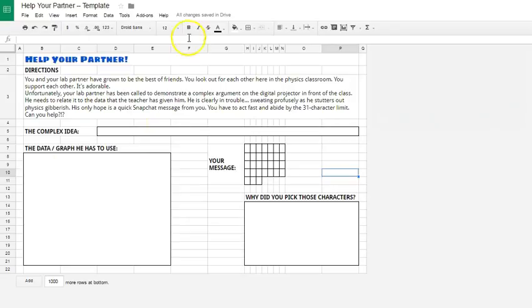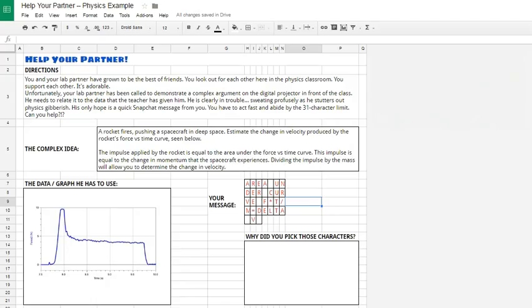Now, I did my best to give you some examples. I'm going to show you the first one, an example that I took from my physics class, and it's specifically about the strategy that students need to develop, the area under a curve analysis for graphs. And so as you look at this, the scenario that I've given them is this: a rocket fires, pushing a spacecraft in deep space. Estimate the change in the velocity produced by the rocket's force versus time curve as seen below.